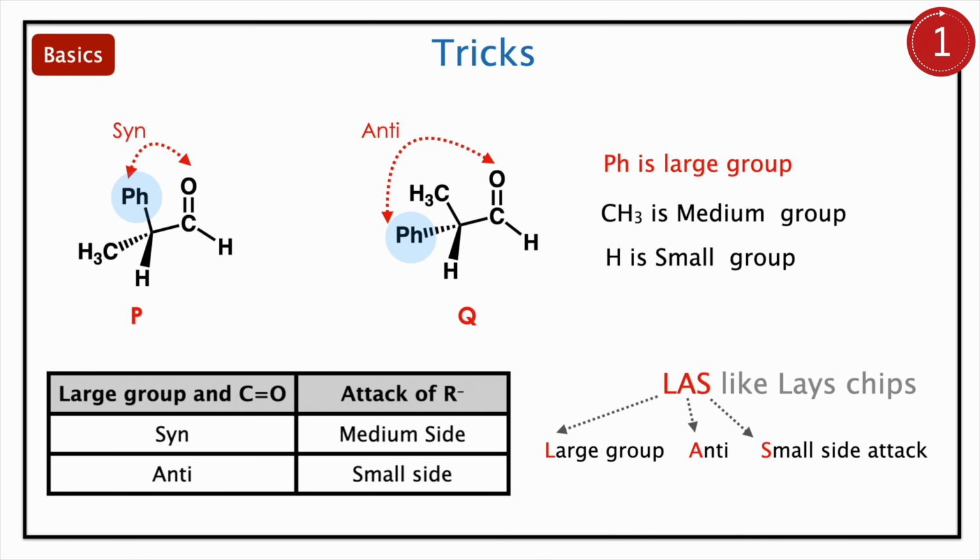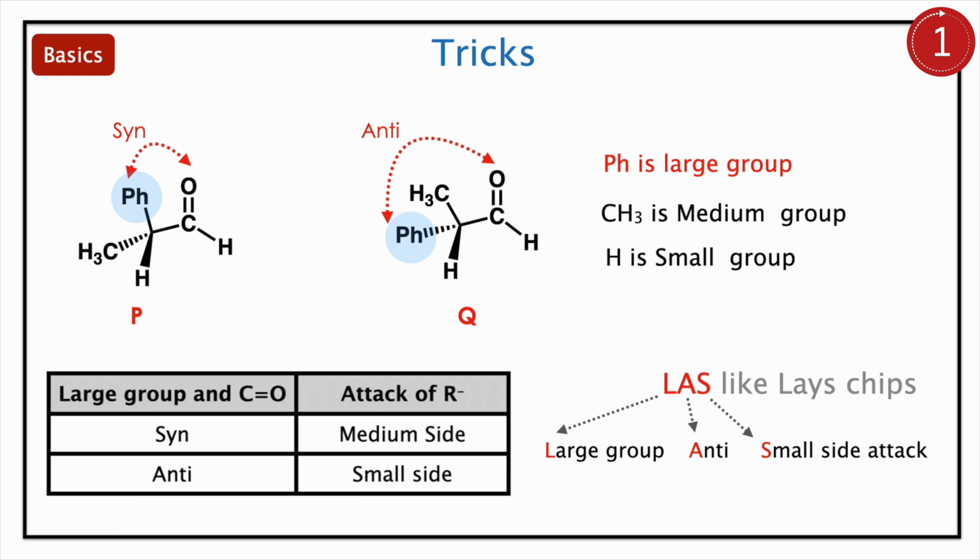Going by the mechanism here is hard. Better you know the trick to identify the product. As a first step, you find the relation between the large group and the carbonyl group. The large group is the bigger group on the chiral carbon, that is phenyl. Be careful, bigger group, not the higher priority group. The relation between the bigger group and carbonyl should be whether syn or anti.